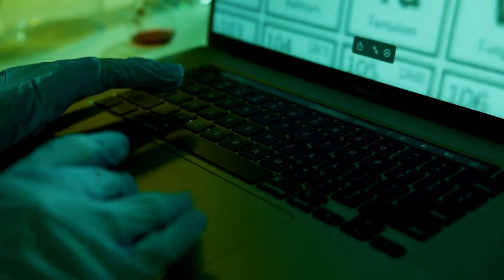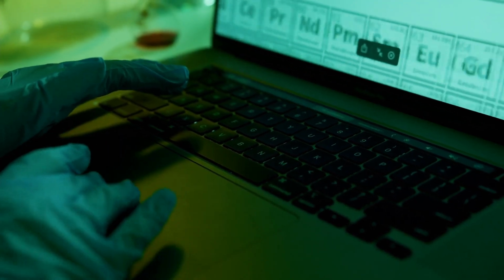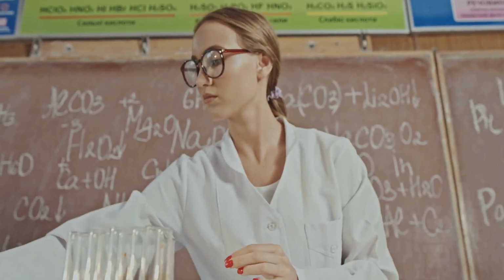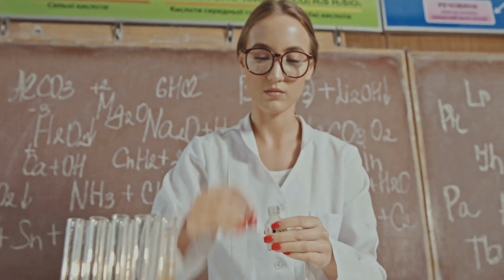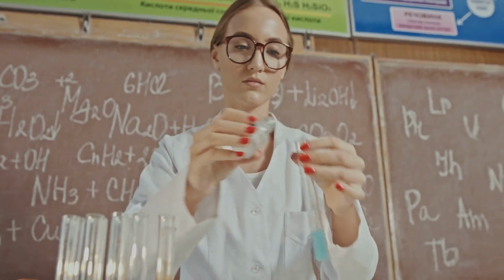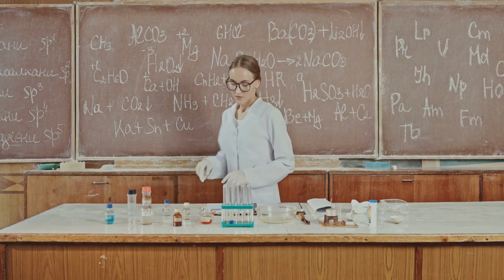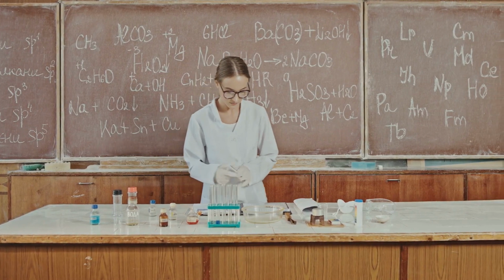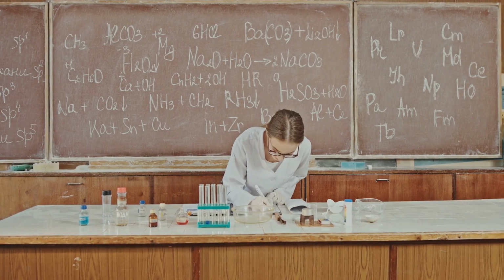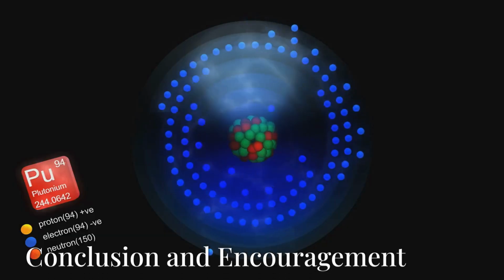Another important cross-cutting concept in chemistry is the idea of patterns. By studying the patterns in the periodic table, we can predict the properties of elements and how they will react with other substances. For example, elements in the same group on the periodic table tend to have similar chemical properties because they have the same number of valence electrons.